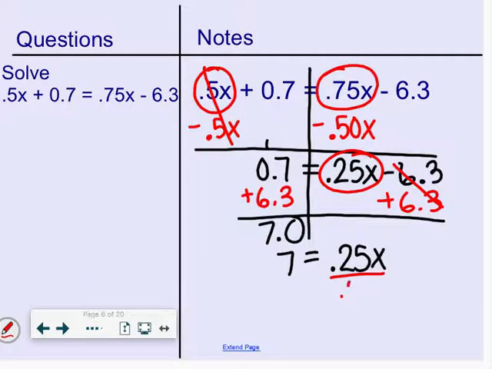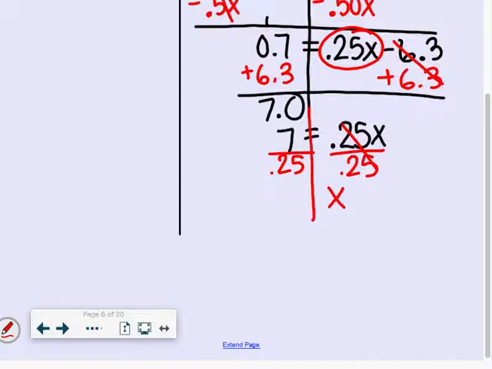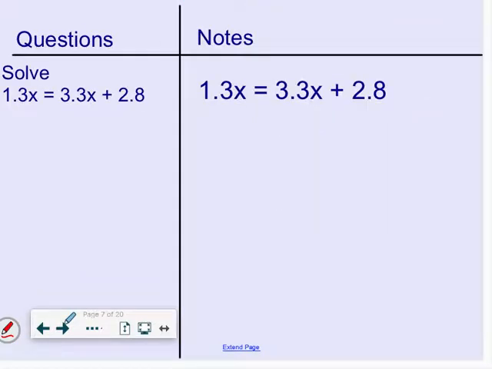So then if I divide by 0.25, what this is really asking you is how many quarters are there in $7? How many quarters are in $7? Well, there's 4 quarters in $1. So how many are in 7? 7 times 4 is 28. So x equals 28. And remember, you can use a calculator, so you don't have to divide those by hand.